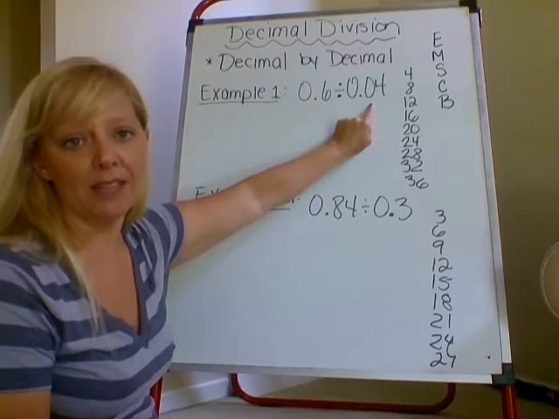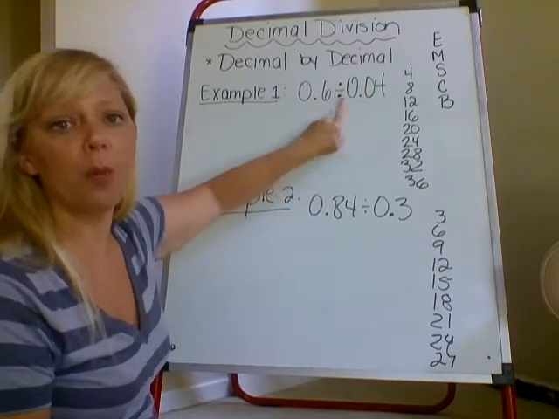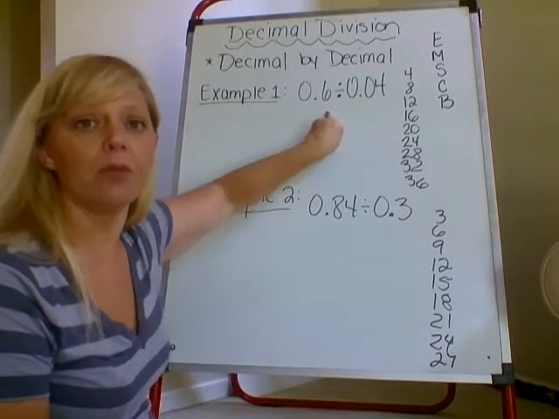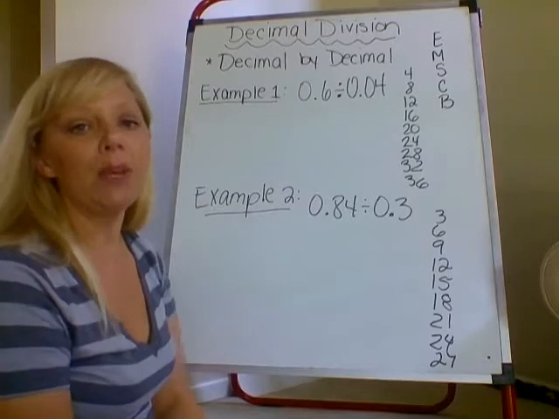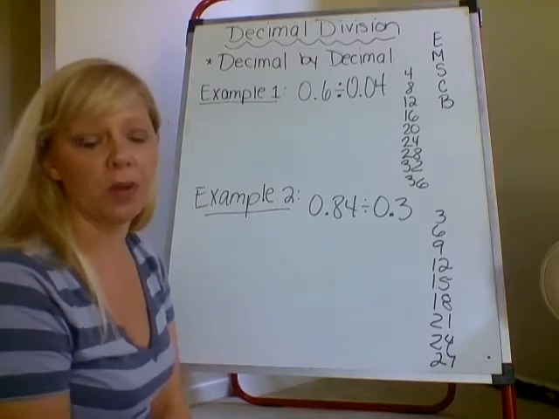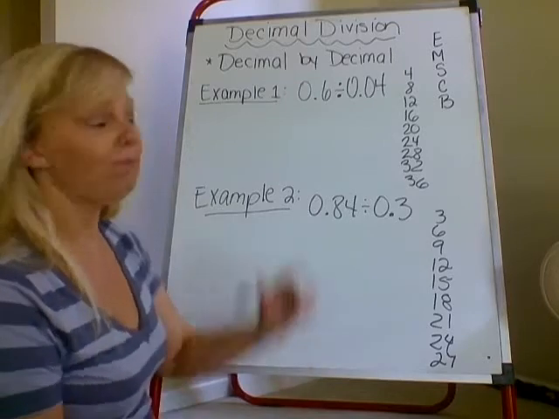4 hundredths is like 4 pennies. So how many groups of 4 pennies can go into 60 pennies, which is 60 cents? We have 15 groups. All right. So how do we get 15 groups, and where does our decimal point go when we're doing this division?